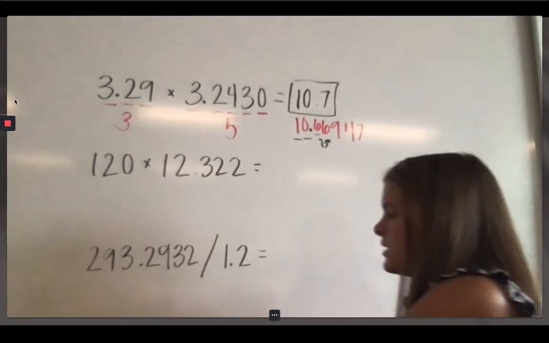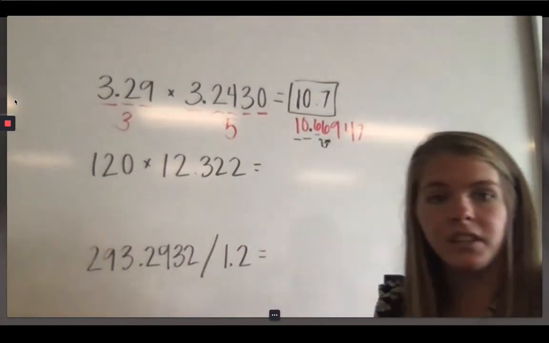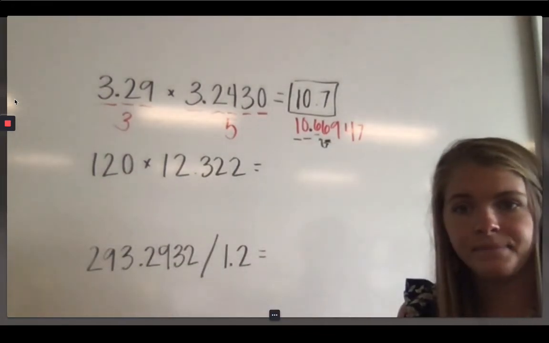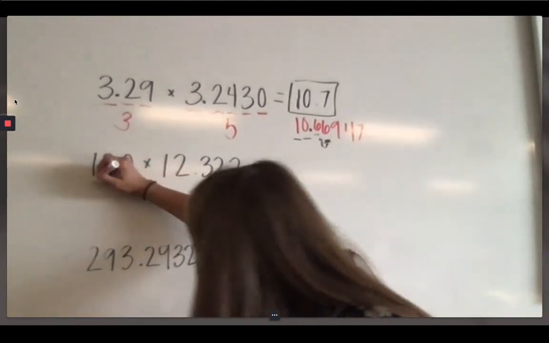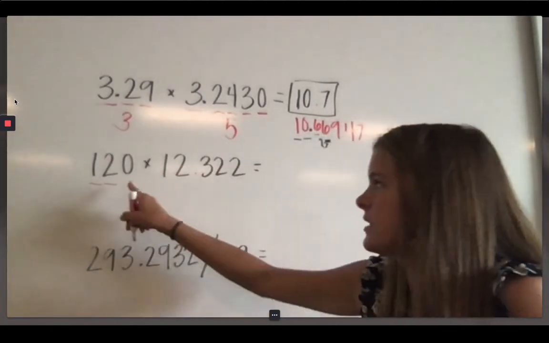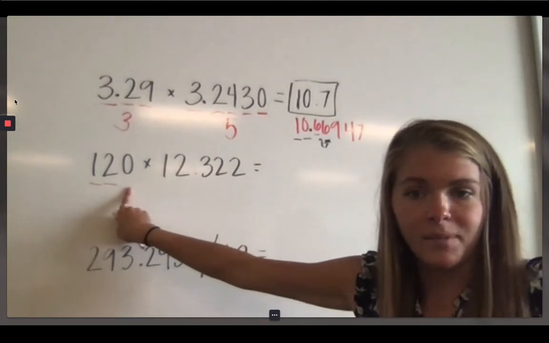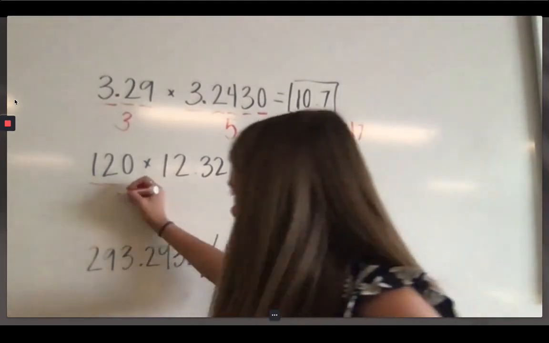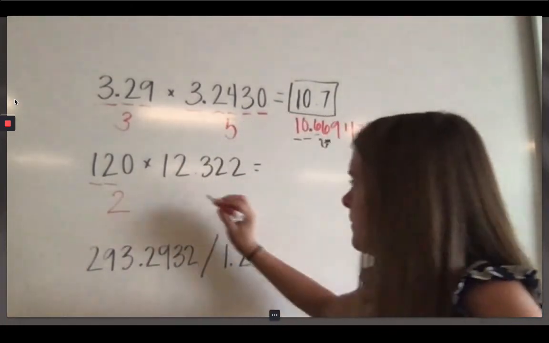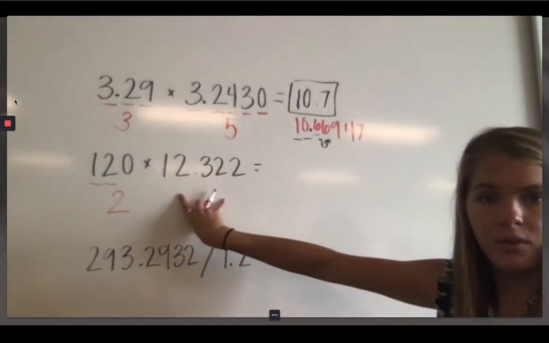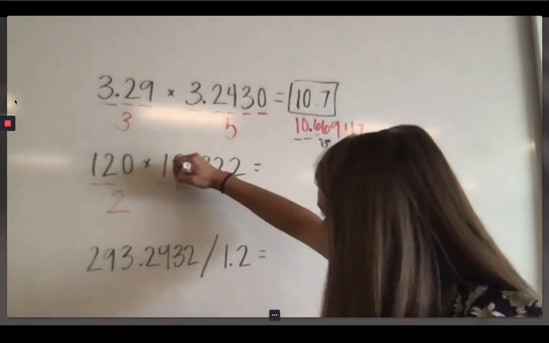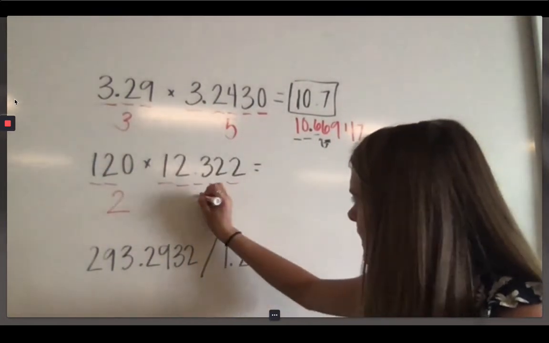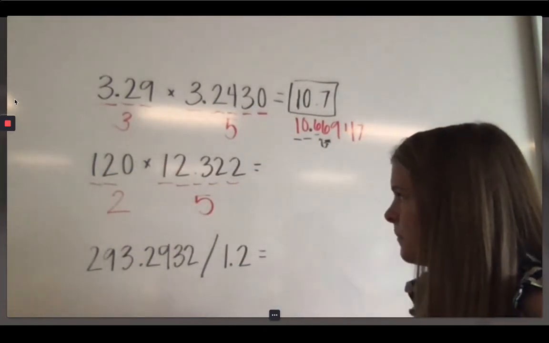For our next practice problem, how many significant figures are in the number 120? We know that the 1 and the 2 are significant because they're whole numbers, and the 0 is trailing, but is it trailing a decimal? No, so it's not significant. So we have 2 significant figures here. 12.322 has all whole numbers, so they're all significant. So we have 5 significant figures there.